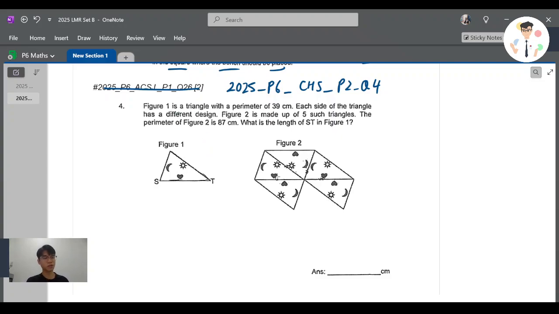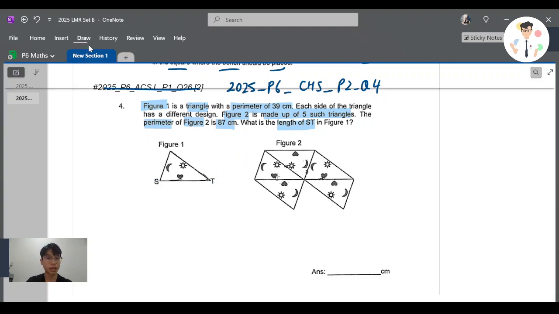This question is not very difficult, but I'll say it's an interesting question for you to take a look at. Here it says that figure 1 is a triangle with a perimeter of 39 cm. Each side of the triangle has a different design. This side has the moon, this side has a heart shape, this side has a sun, and figure 2 is made up of 5 such triangles. It uses one of the sides to connect, or two of the sides connect. The perimeter of figure 2 is 87 cm. What is the length of ST in figure 1? So this part.